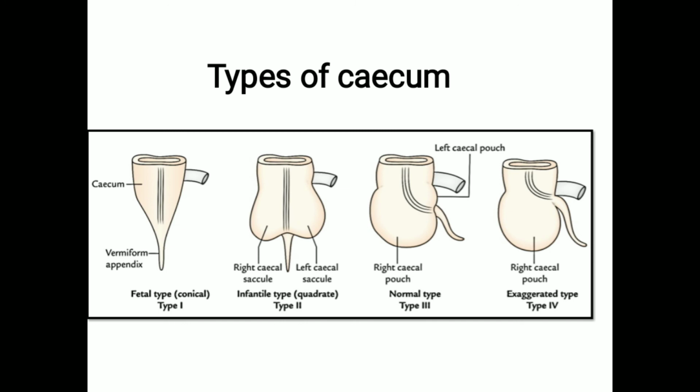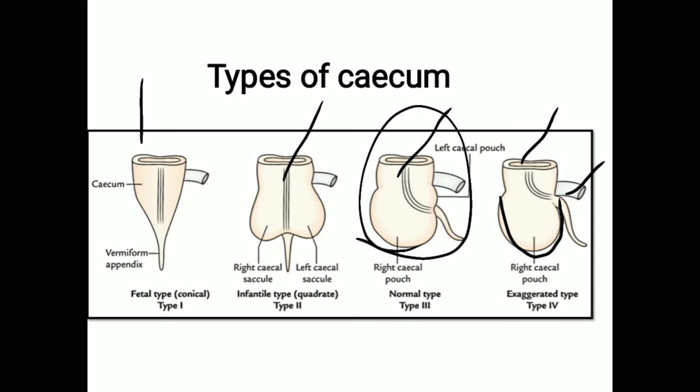The last one, what are you seeing? Exaggerated. What do we mean here? The right saccule is very large and the appendix will arise close to the ileum. You can't see the left saccule. The right saccule is very large, and at the junction close to the ileum, you see the appendix arise. So the different types of cecum are fetal type, infantile type, normal type and exaggerated. Most individuals will have the normal type of cecum.